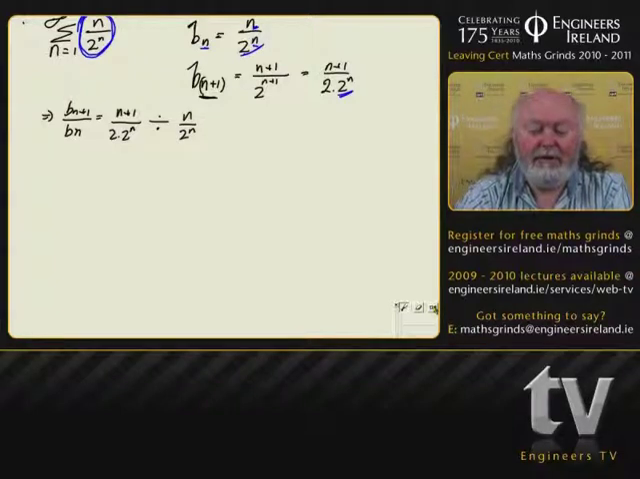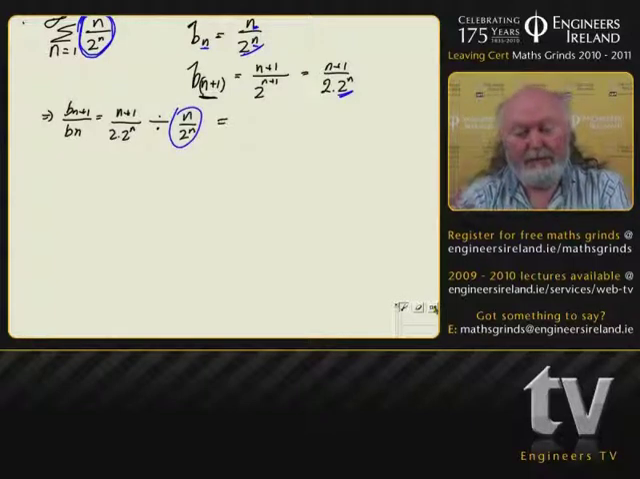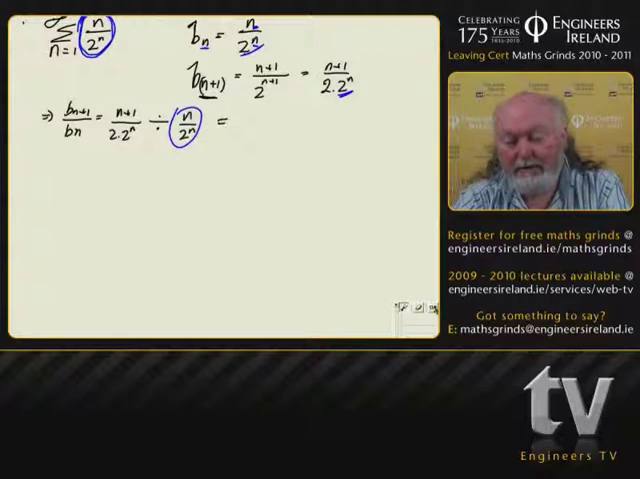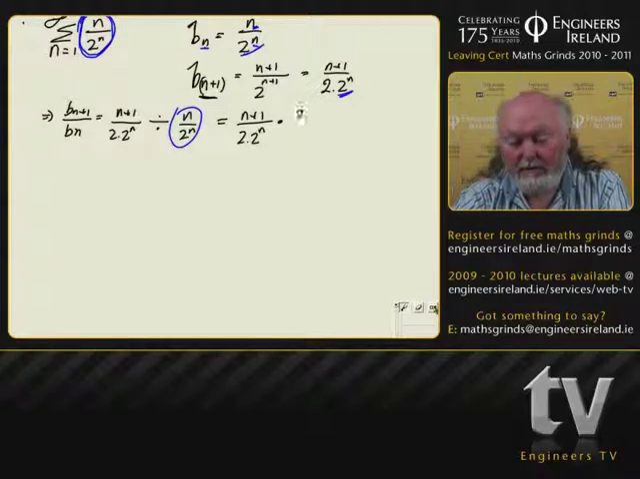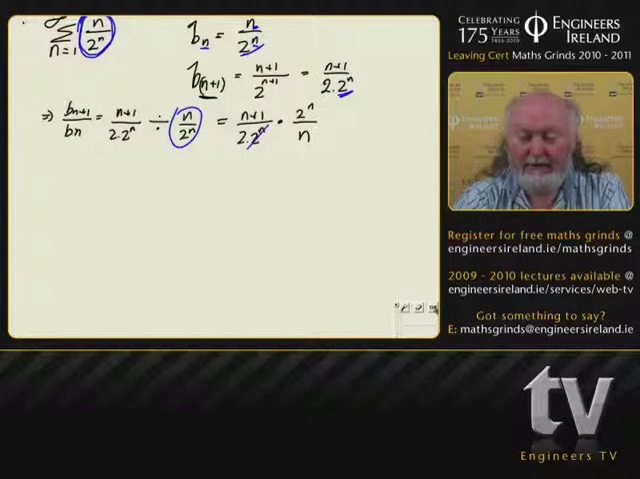And we know if we're dividing something by a fraction, it's the same as multiplying by the reciprocal of the fraction. And now that is seen to cancel here.